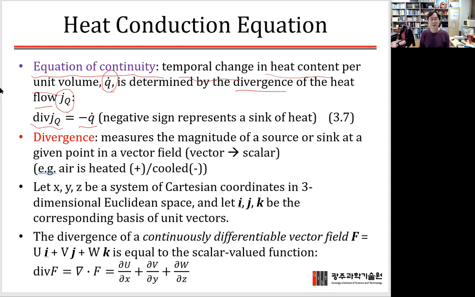And then this negative sign is representing the sink of the heat, basically heat loss. So when we look at the divergence, this divergence measures the magnitude of the source or magnitude of the sink at a given point in a vector field. And then basically from the vector information, converting that into the scalar value.